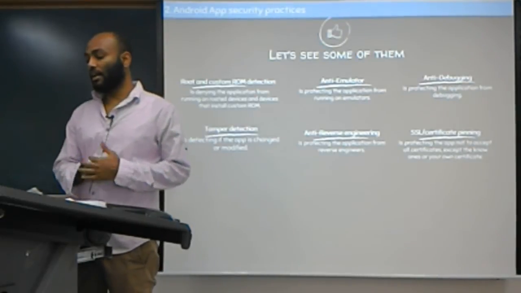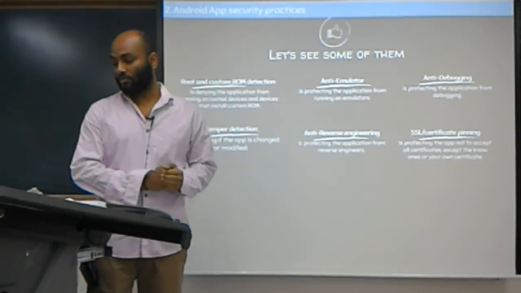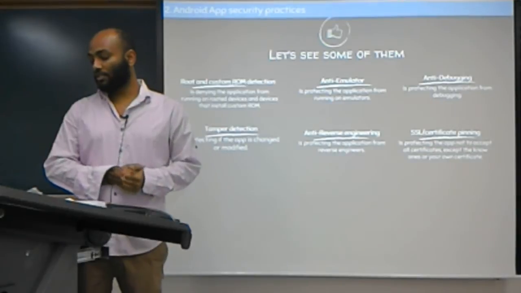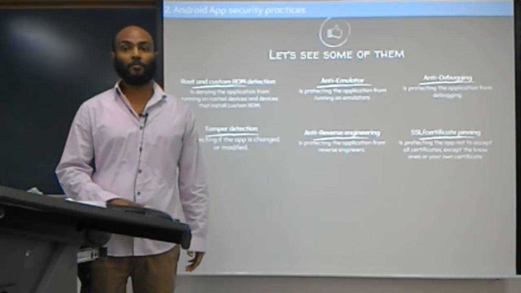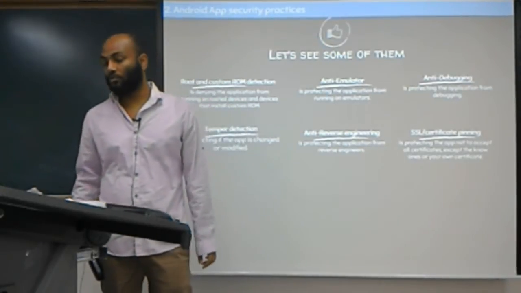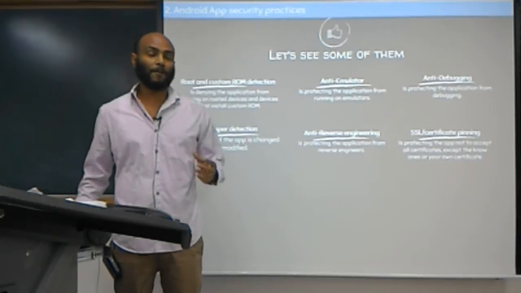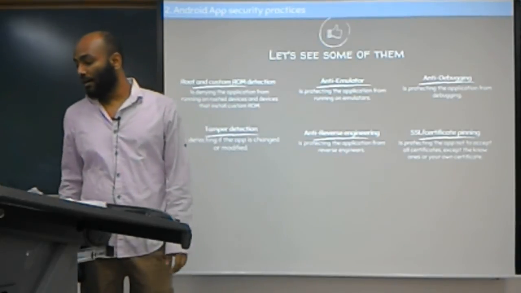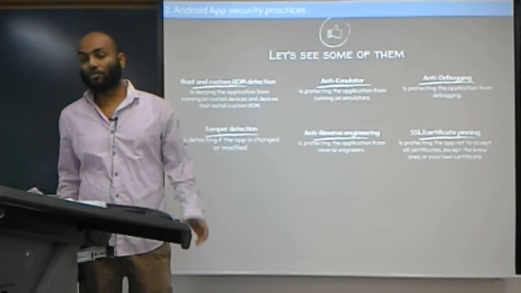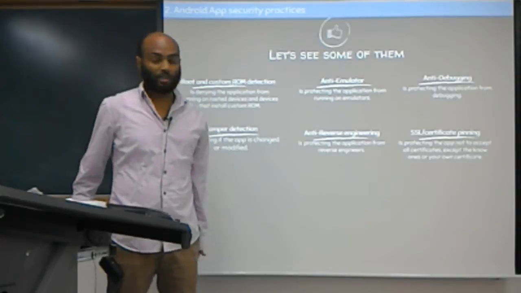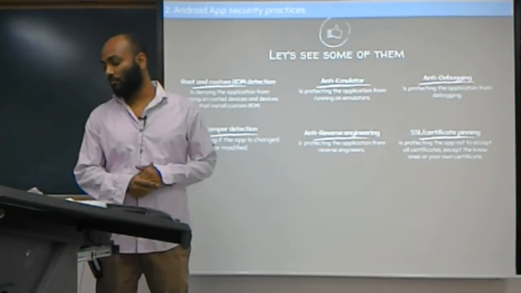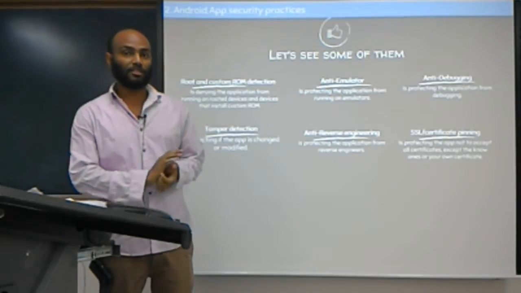The idea is denying an application from running on a rooted device or custom installed ROM devices. As you know, a rooted device gives root privilege to an attacker, and almost all hacking starts with root privilege. The second one is anti-emulator. It's protecting the application from running on the emulator. Running an application in an emulator gives the attacker a powerful way to monitor or manipulate the application.